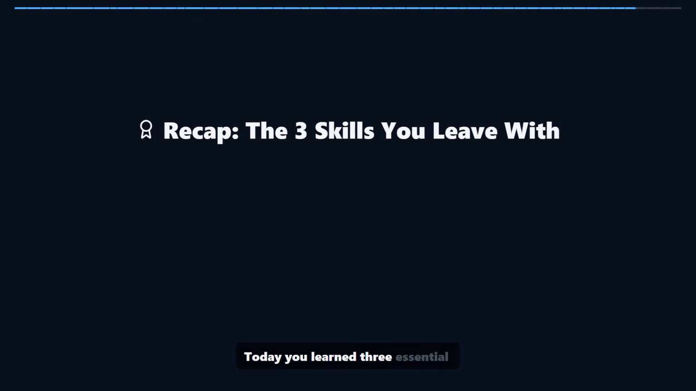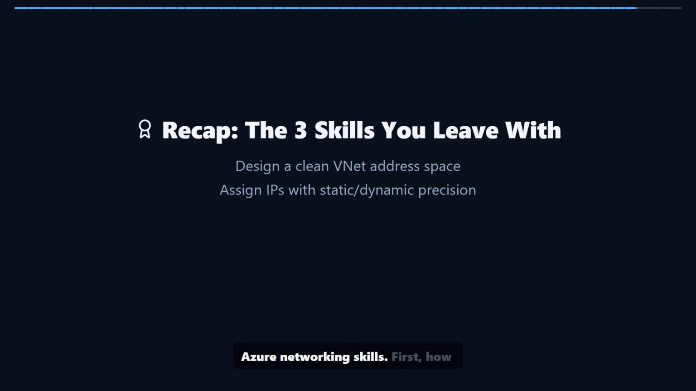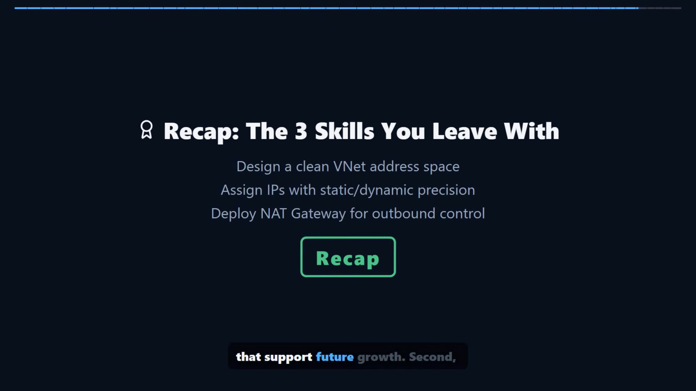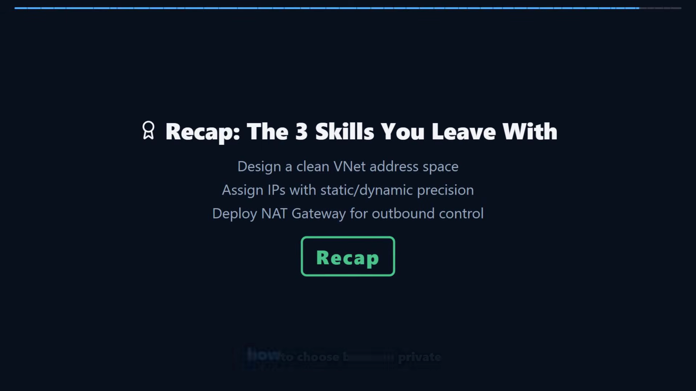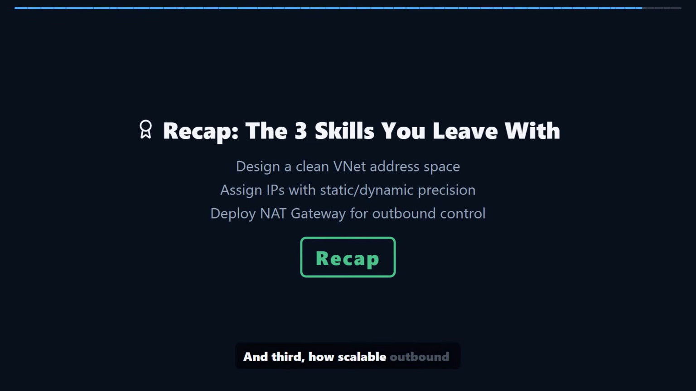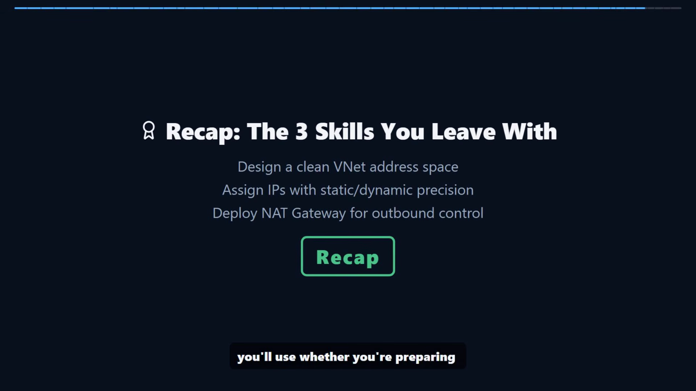Today you learned 3 essential Azure networking skills. First, how to design VNets and subnets that support future growth. Second, how to choose between private IPs, public IPs, and Azure NAT Gateway for different workloads. And third, how scalable outbound connectivity supports secure, predictable production architectures. These are practical skills you'll use whether you are preparing for the AZ 700 exam or designing enterprise Azure environments.